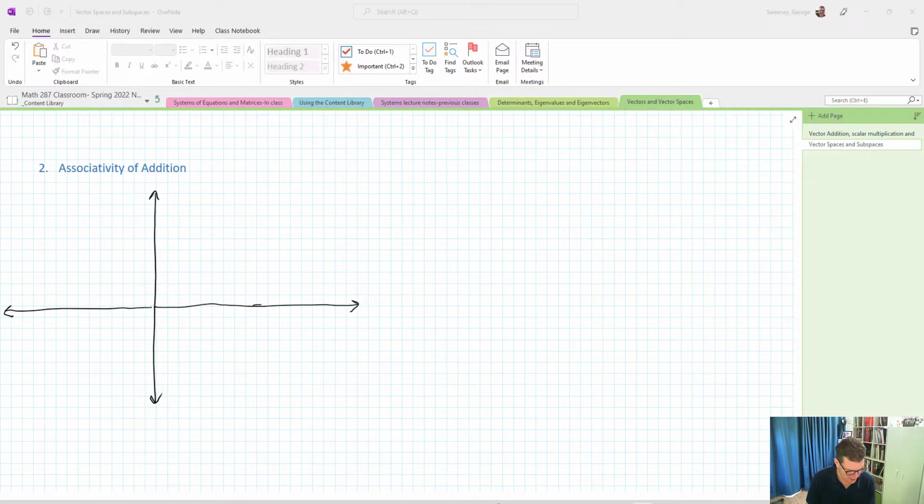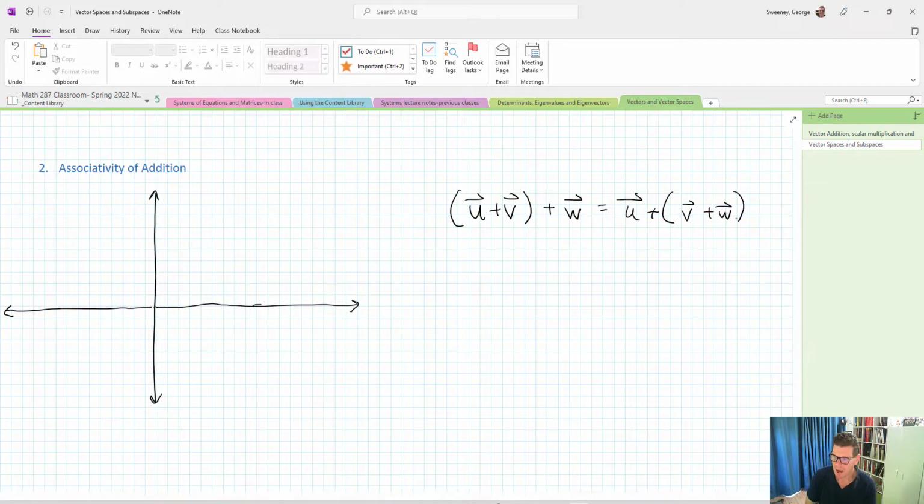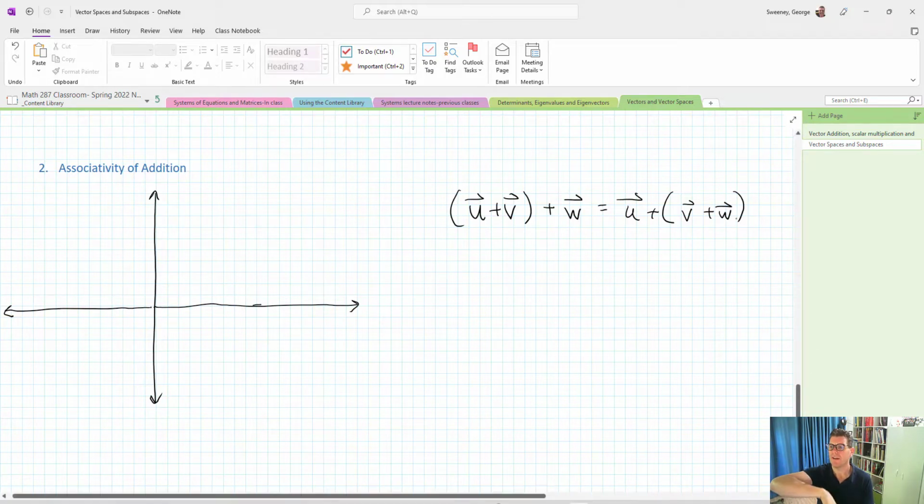Now let's take a look at associativity of addition. Associativity of addition is going to be (U plus V), and let's say we did that first, we'll put that in parentheses, plus W equals U plus, and let's say, for example, we did V plus W first. So it's like the associativity that we had before. It just means that if we add a certain set of vectors first and then add another vector to it, we can do it either way.